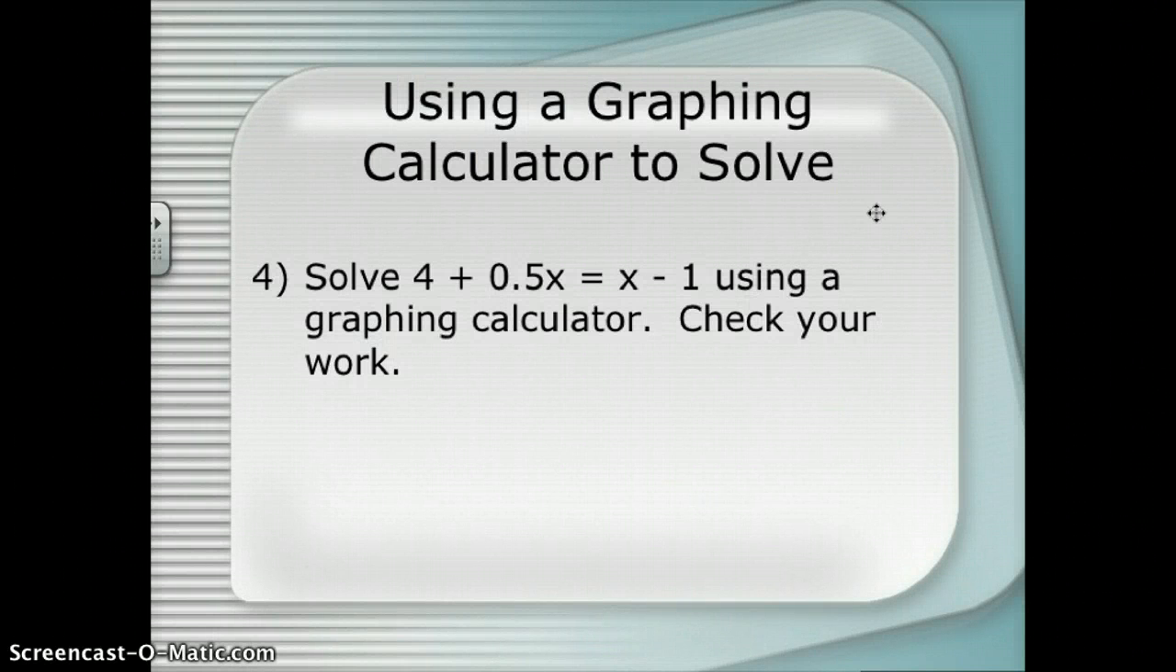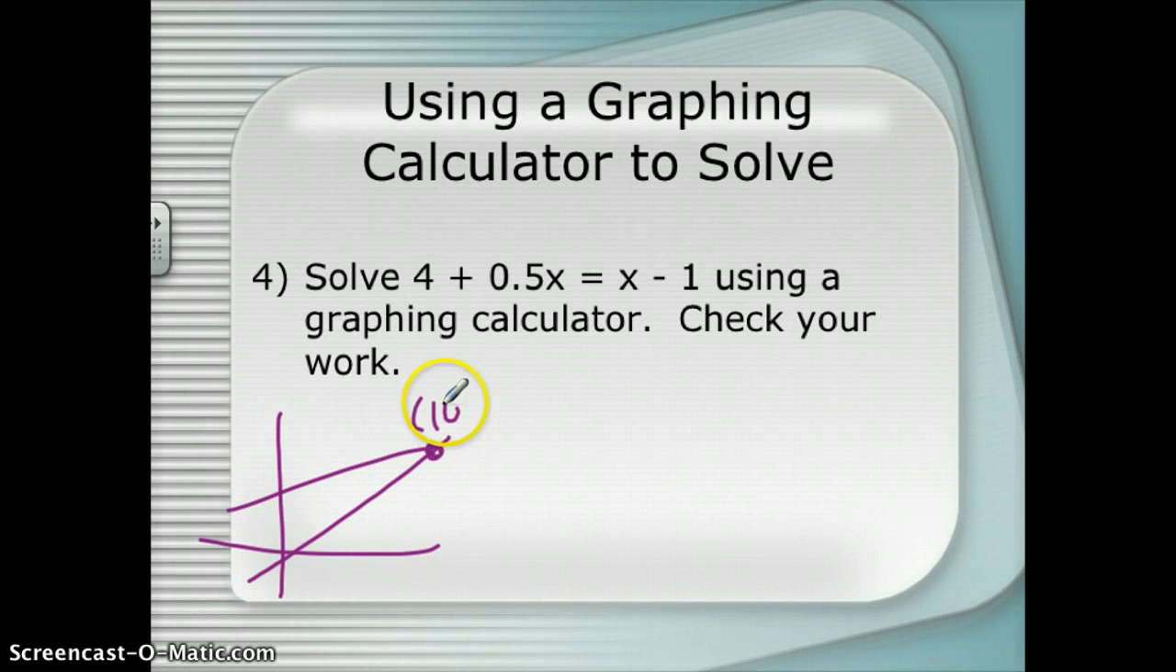Okay, so when I graphed these, it looked like they intersected here, like kind of over here at 10, 9. So you might want to think, in this case, the x value is 10 and the y value is 9. Okay, so I'm trying to solve for x, so it seems that x is 10. So I think x is 10 by using my graphing calculator.